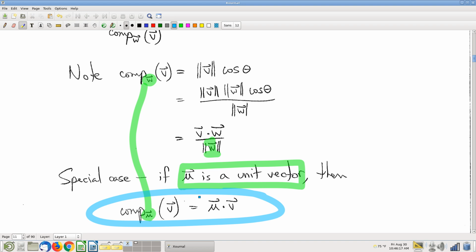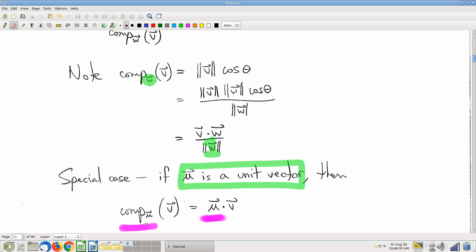So in these situations where we're going to want to understand components, the way we're going to deal with our desire to have components is we're going to find unit vectors that point in that direction, because then we can compute these components just with a dot product. It's awesome. Okay. All right.